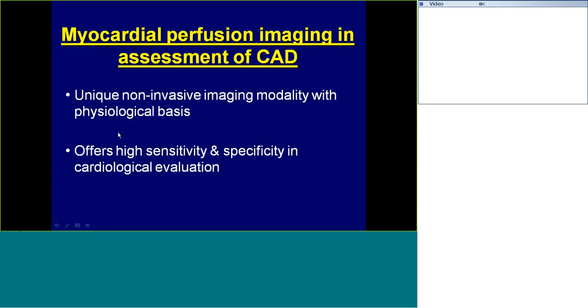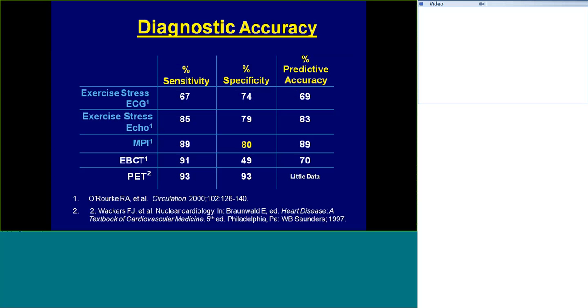So myocardial perfusion imaging is a unique investigation as far as the assessment of coronary artery disease is concerned because of its physiological basis, and it offers a high sensitivity and a good specificity in the assessment of ischemic heart disease. So this table clearly indicates the importance of performing perfusion imaging as far as the ischemic heart disease evaluation is concerned. It has an excellent sensitivity of around 90% and a good specificity of around 80%. When compared to any other non-invasive investigation, it has the best accuracy of around 90%.